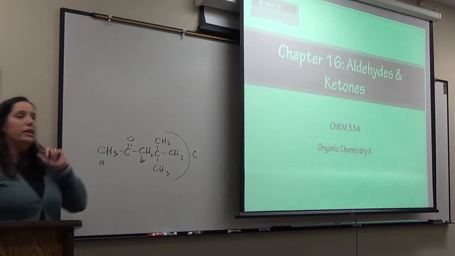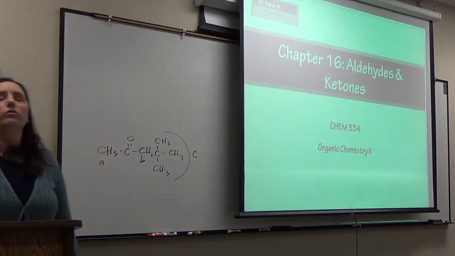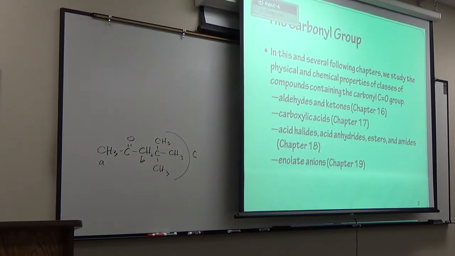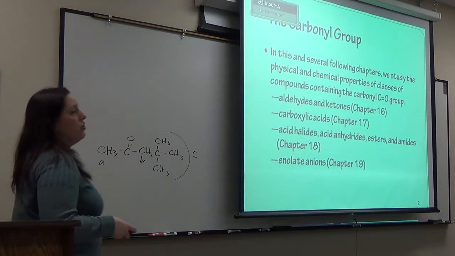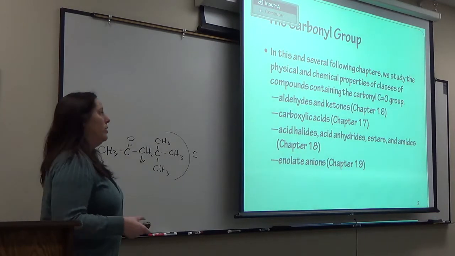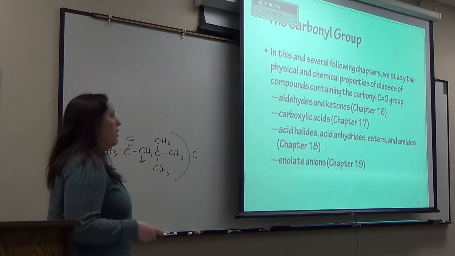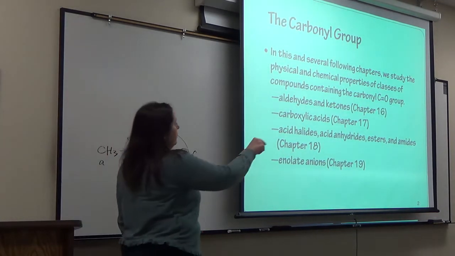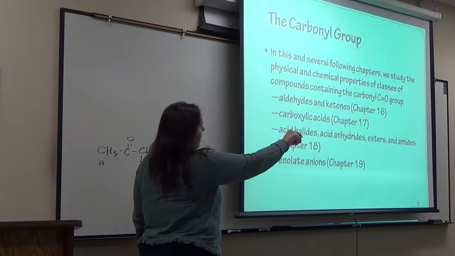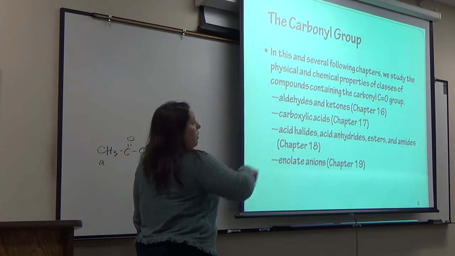So chapter 16 is on aldehydes and ketones. And really the key here is what these two functional groups have in common. And that's called the carbonyl group. So it's a carbon double bonded to an oxygen. So the carbonyl is that C double bond O.